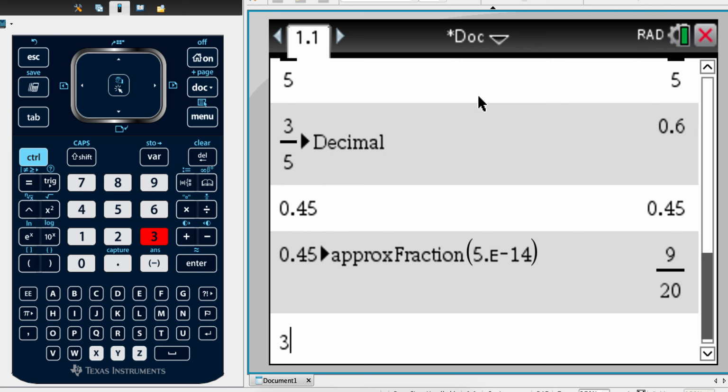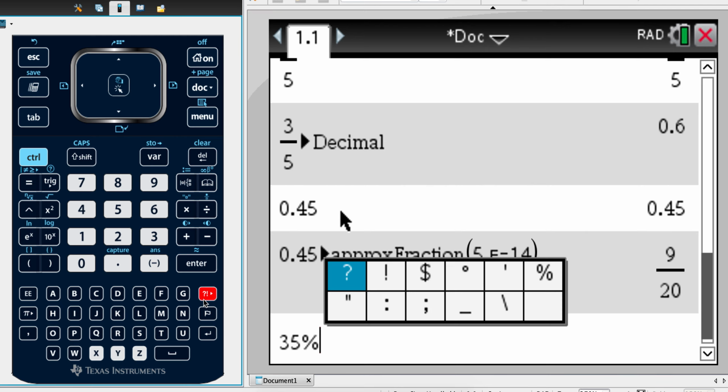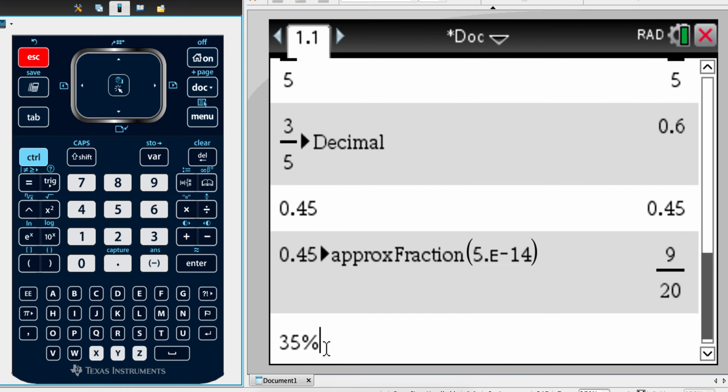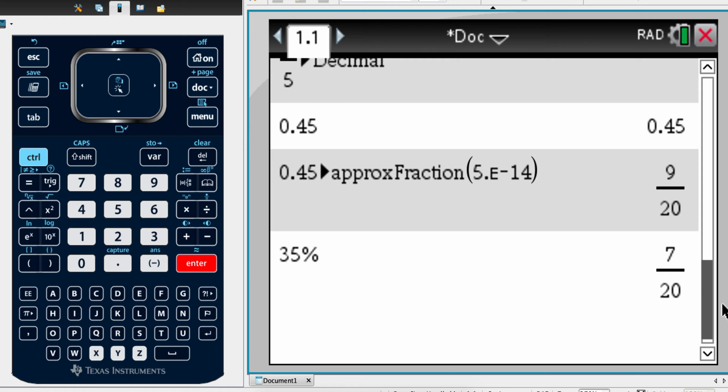You can use this for percentages as well. So if you've got 35%, we can use the percent button. The percentage button is in the question mark, exclamation mark, and it's the percent button there, and we can store that, and it will write it as a fraction, and then we can use the conversion to write it as a decimal as well. So we can get it written in 3 different ways.